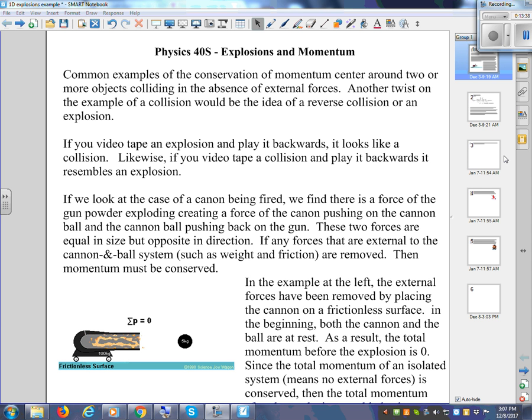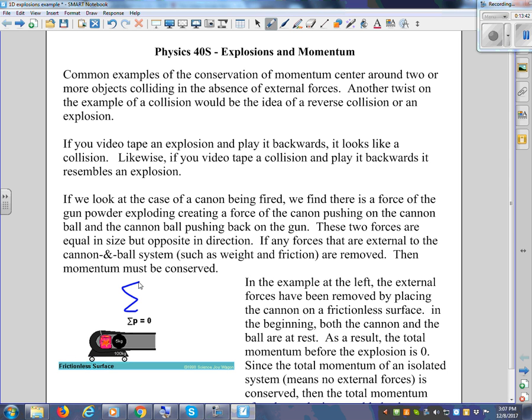Anyways, without devolving into my ability to read Greek, that is the Greek letter sigma, and it means the sum of. So this means the sum of all the momentum is equal to 0.